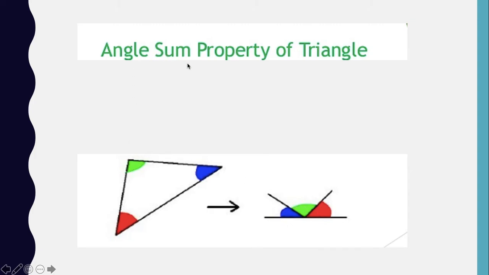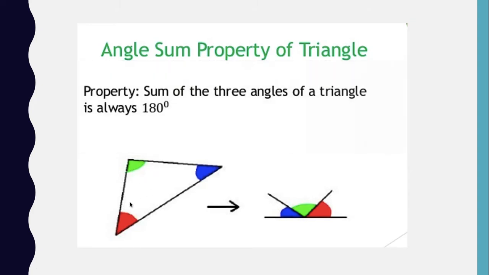So what is the angle sum property of a triangle? The sum of the angles of a triangle is 180 degrees. The angles on a straight line add up to 180, the same thing. The angle sum of a triangle is 180 degrees. So the sum of the three angles in a triangle is always 180 degrees.